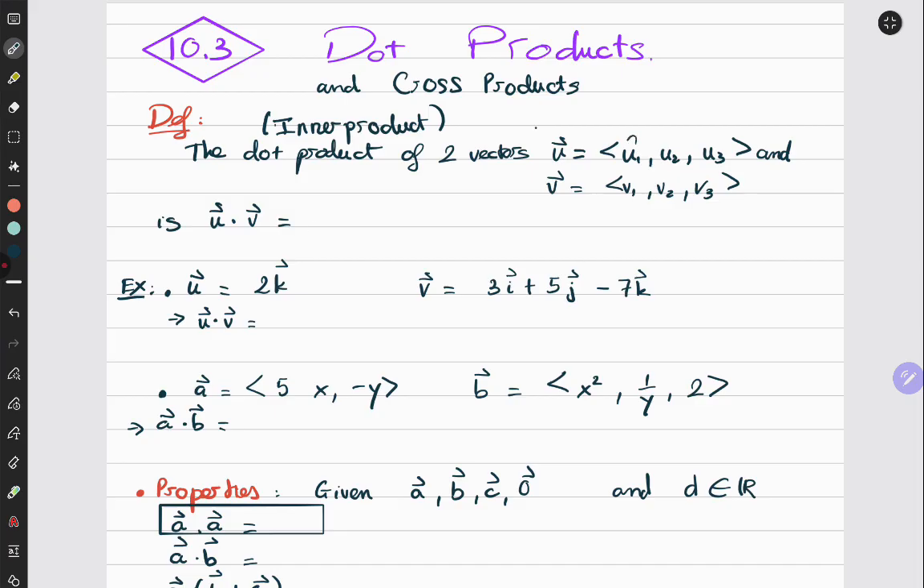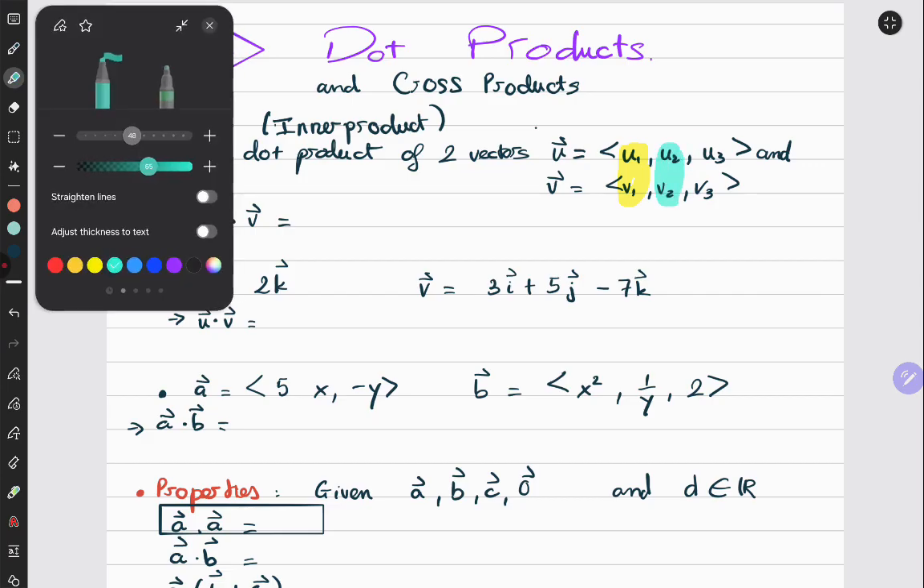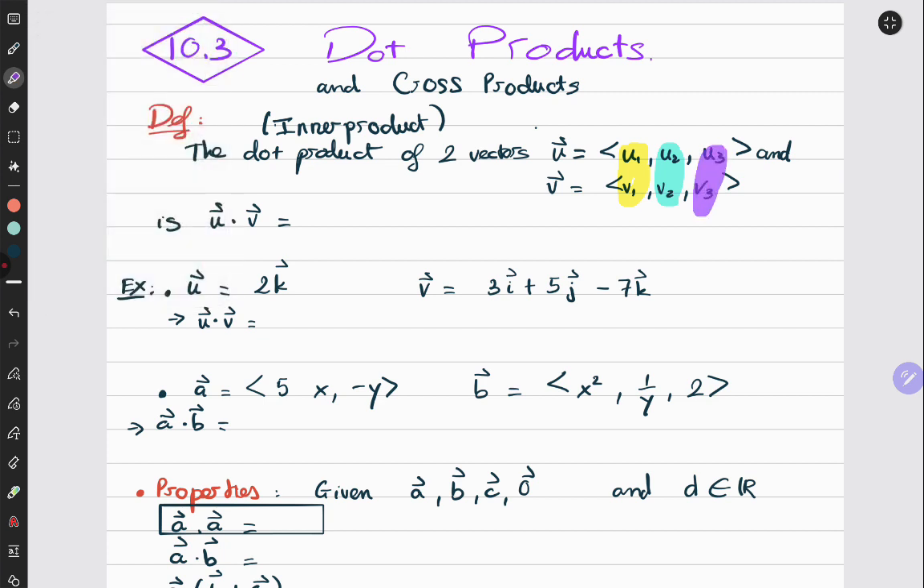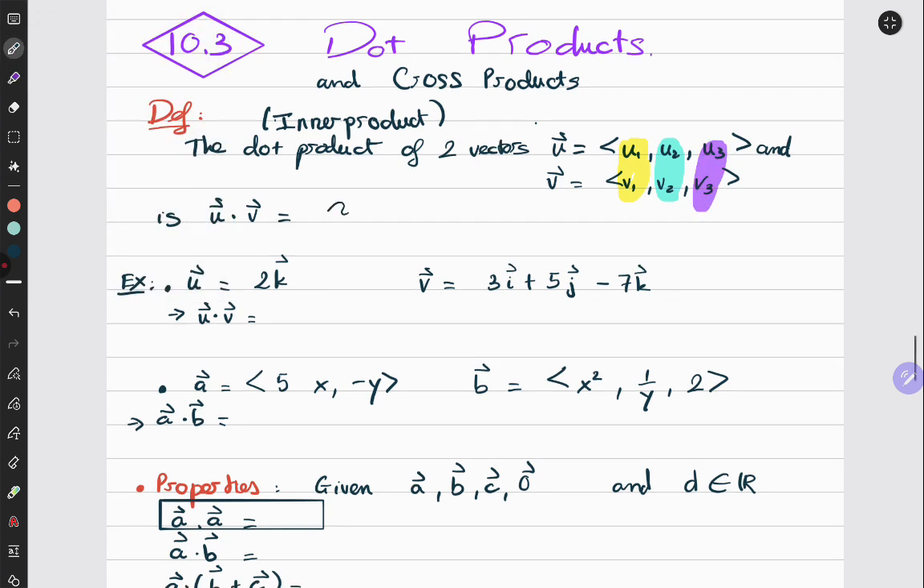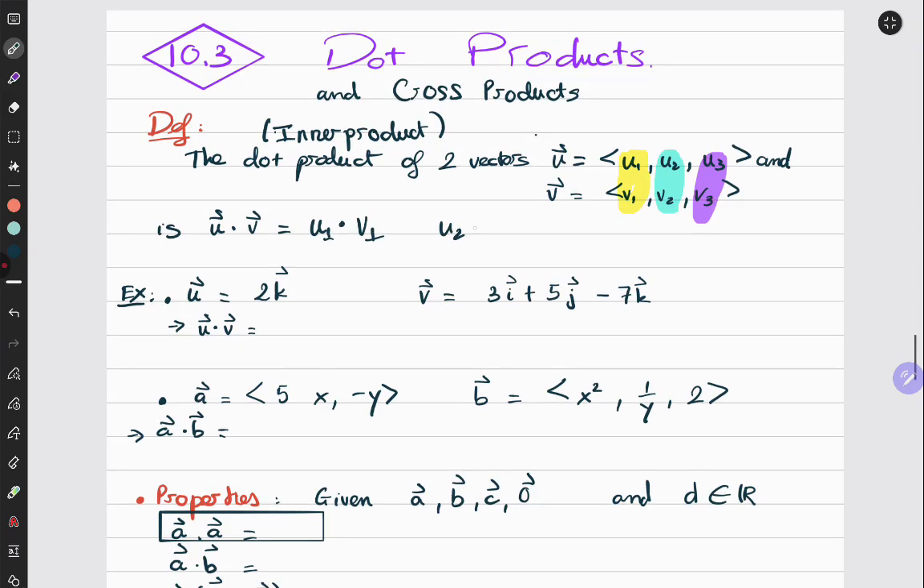So I have these two. The yellow with the yellow, the blue with the blue, and the purple with the purple. You just multiply them across the board. So u1 times v1, u2 times v2, u3 times v3. And then you add them up. So you put a plus.